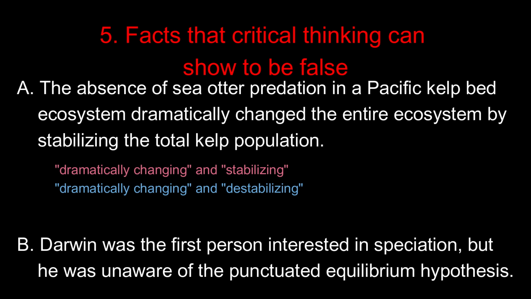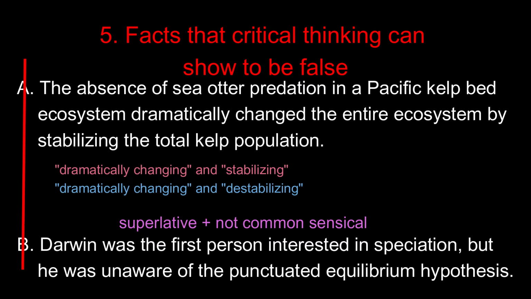Regarding option A, the sentence does not make sense because dramatically changing and stabilizing usually do not go together. Instead, dramatically changing is often associated with destabilized ideas. For option B, the phrase the first person raises questions. Consider that many scientists and thinkers were interested in the concept of speciation long before Darwin, as evidenced by the study of animal breeding, e.g., why dogs always produce dogs and not cats. Therefore, option B cannot be true either.